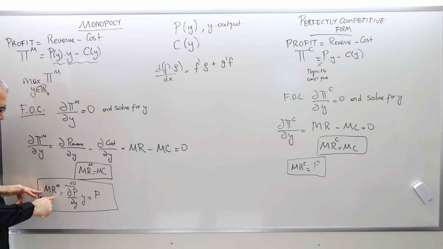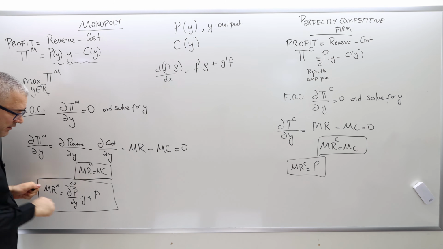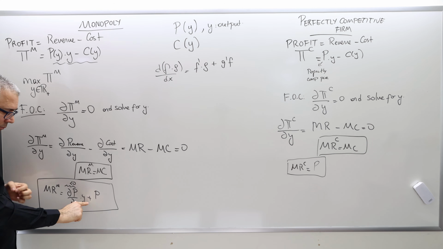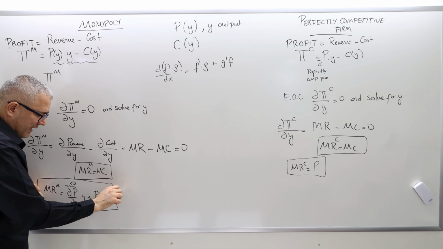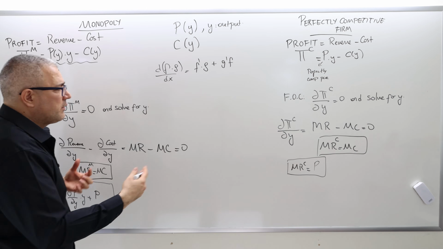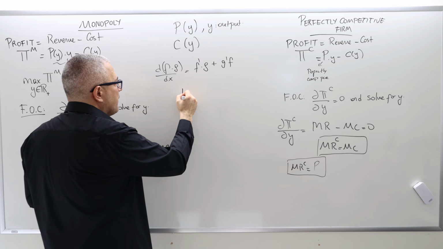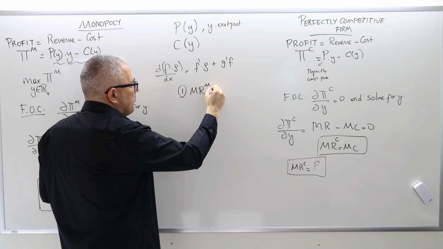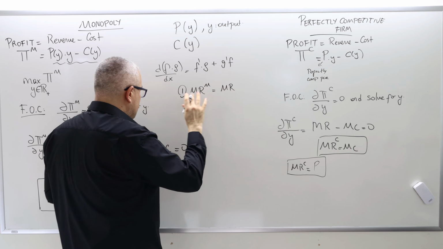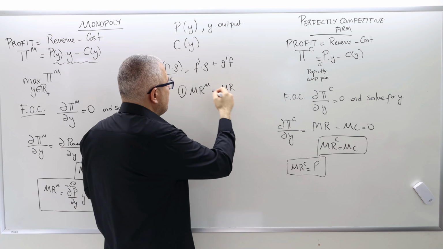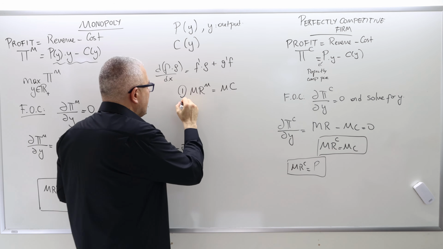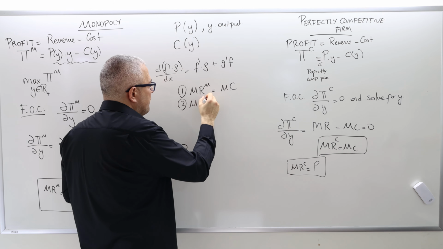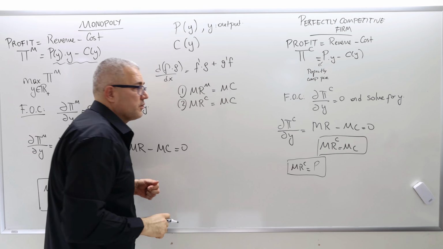So therefore, the marginal revenue of the monopolist is less than P, right? Because this is P plus some negative term. So this is less than P. Therefore, conclusion, at least for this video: one, the marginal revenue of the monopoly is equal to marginal cost, and then the marginal revenue of the competitive firm is also equal to marginal cost.